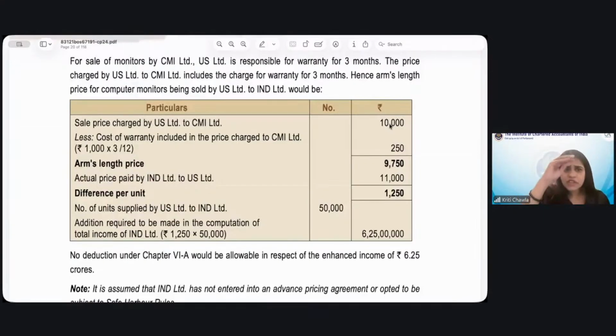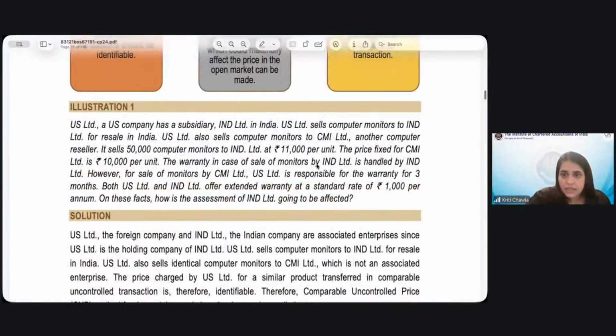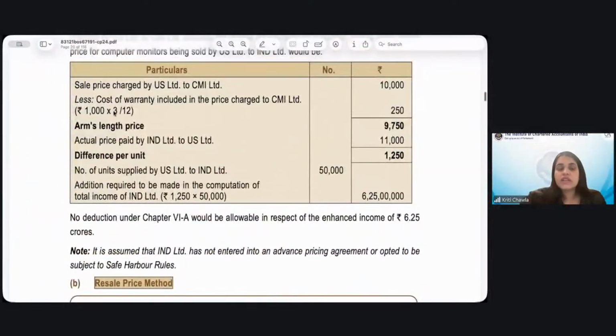from this particular amount, we will remove the cost of warranty, because if you look at CMI IND Limited, the warranty is handled by our IND Limited itself. But for CMI Limited, US is responsible. So to make the two transactions comparable, we will remove the cost of warranty from here. We'll remove the cost of warranty for 3 months, which is 1,000 per annum, multiplied by 3 by 12 to make it 3 months, which is 250. So the arm's length price should have been 9,750.